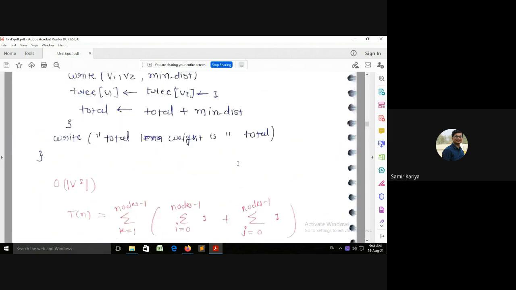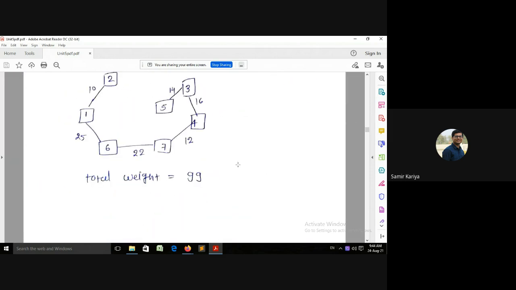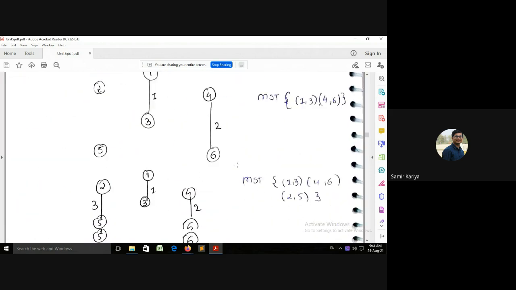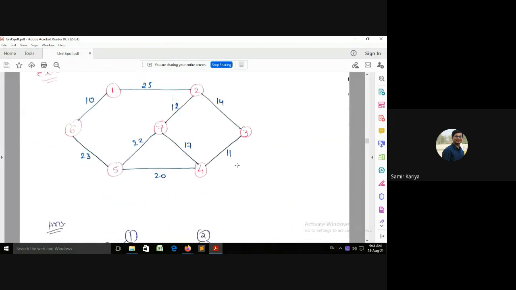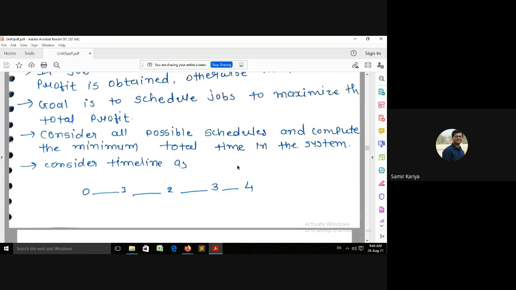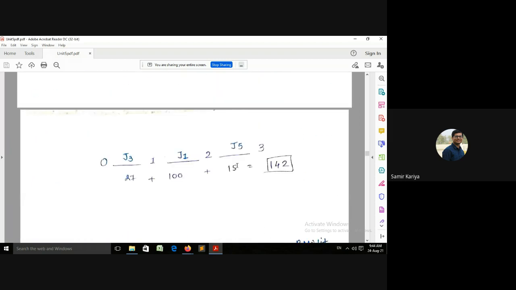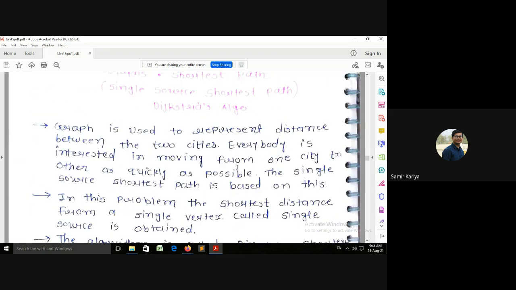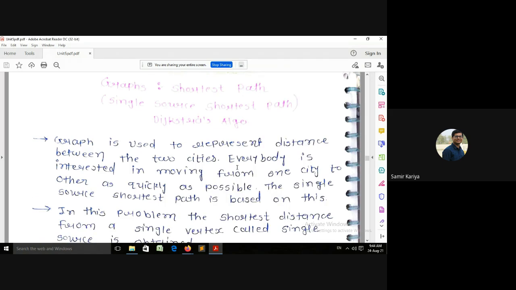Now next, job scheduling, that we have also discussed. This one is graph shortest path, or you may say network design. Single source shortest path means the source is only one, and you are finding the minimum distance from that source to all other nodes. That's known as the Dijkstra algorithm.